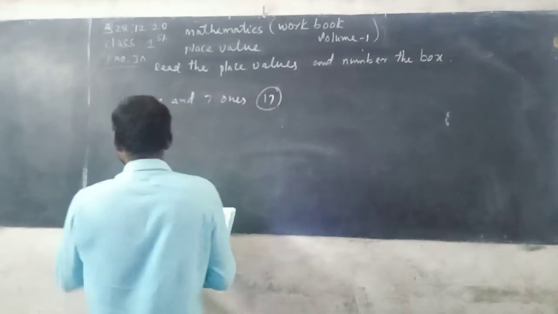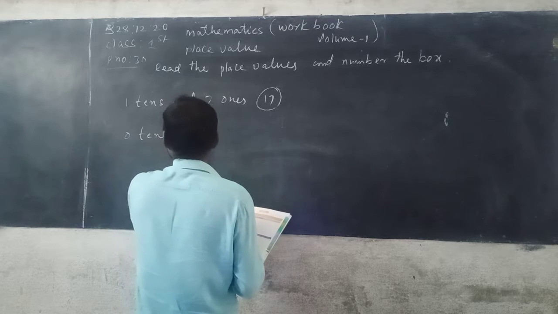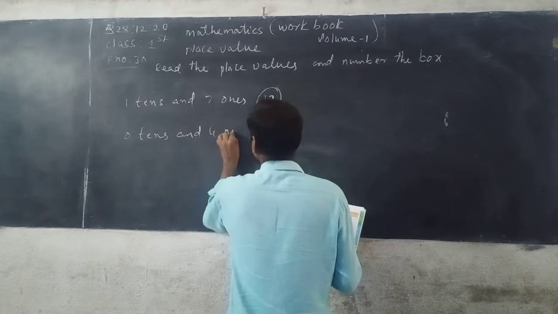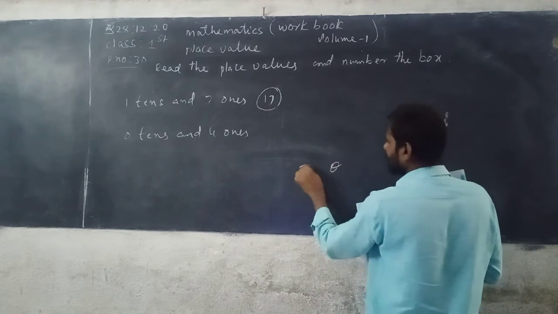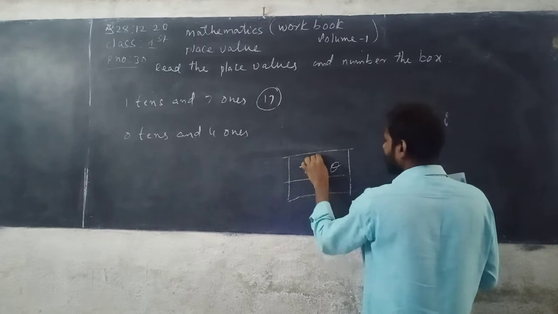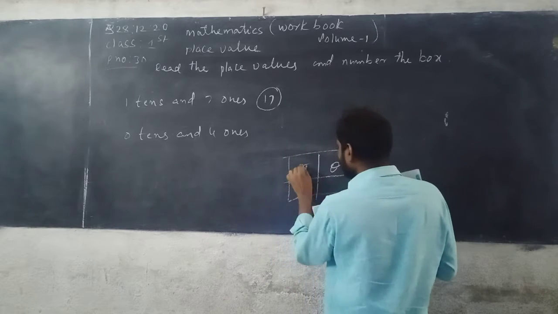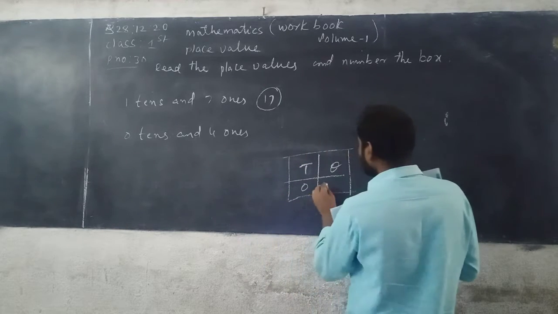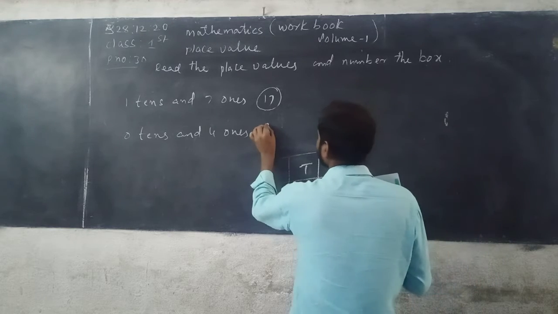Next, 0 tens and 4 ones. See here, ones place, tens place. Look at the blackboard everybody. So 0 is in tens place, this is tens place, write down. Next, 4 is in ones place. So 0, 4, it can be read as only 4.